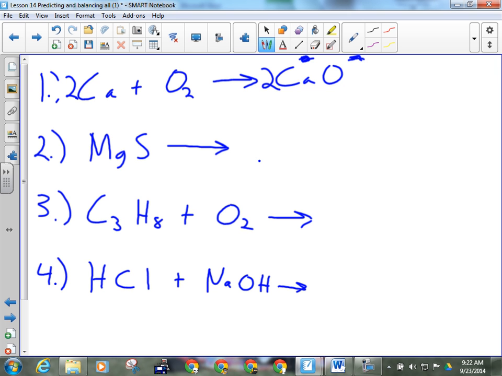Was that very hard? Does that sort of make sense? We can identify all of these just from the reactants.